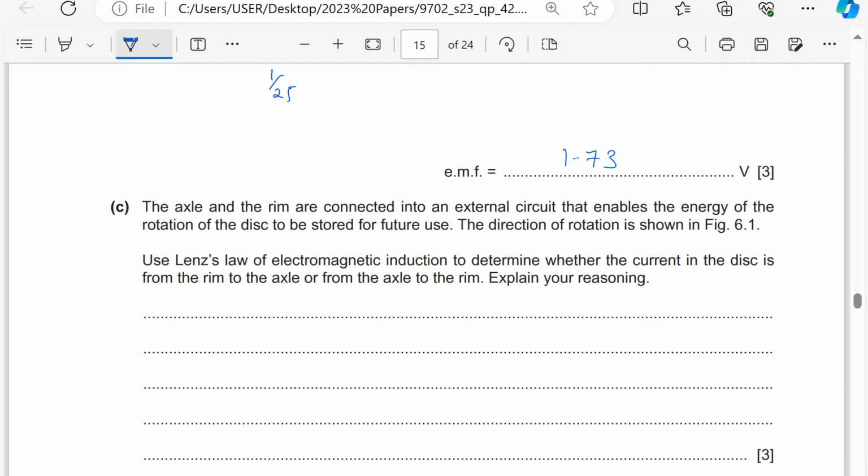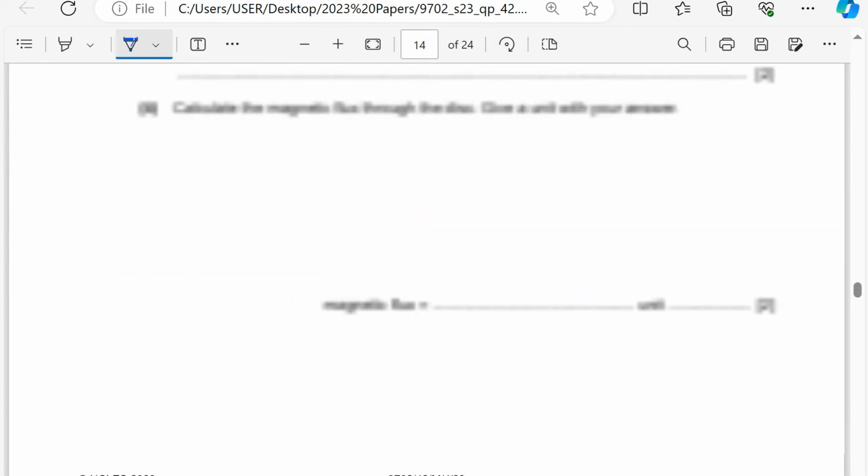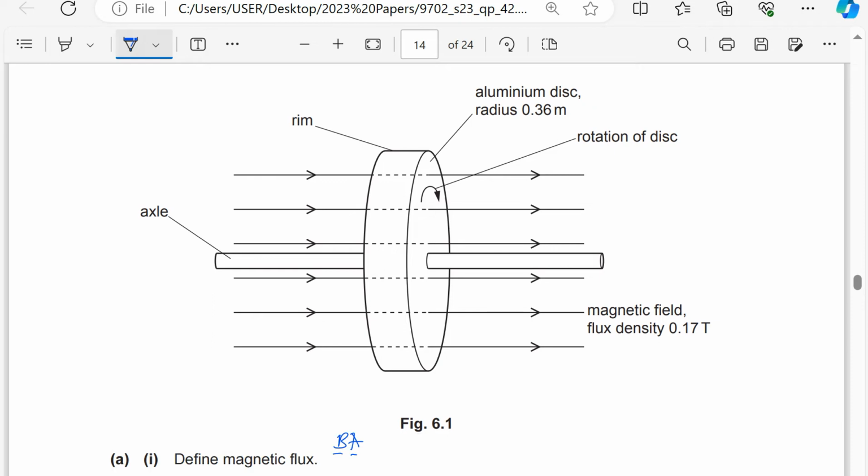Then the axle and the rim are connected into an external circuit that enables the energy of the rotation of the disk to be stored for future use. The direction of rotation is shown in figure 6.1.